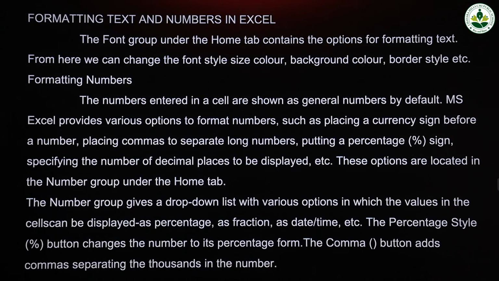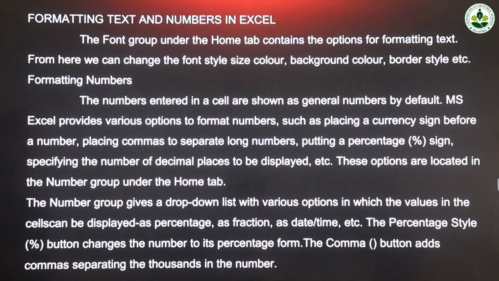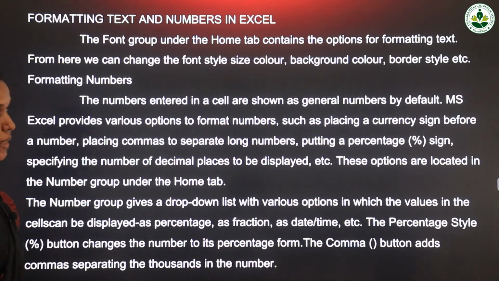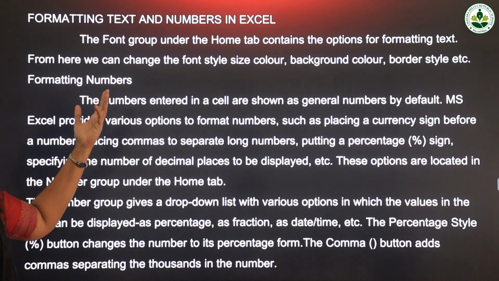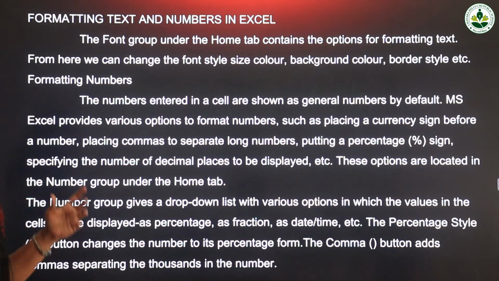The next is formatting text and numbers in Excel. The font group under the home tab contains options for formatting text. So this formatting includes, we can change the font style, size, color, background color, border style, all these things we can change here using this formatting option.